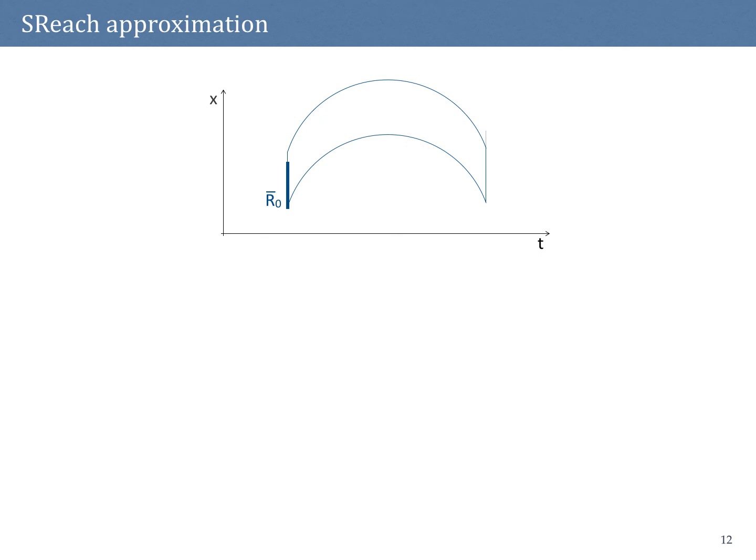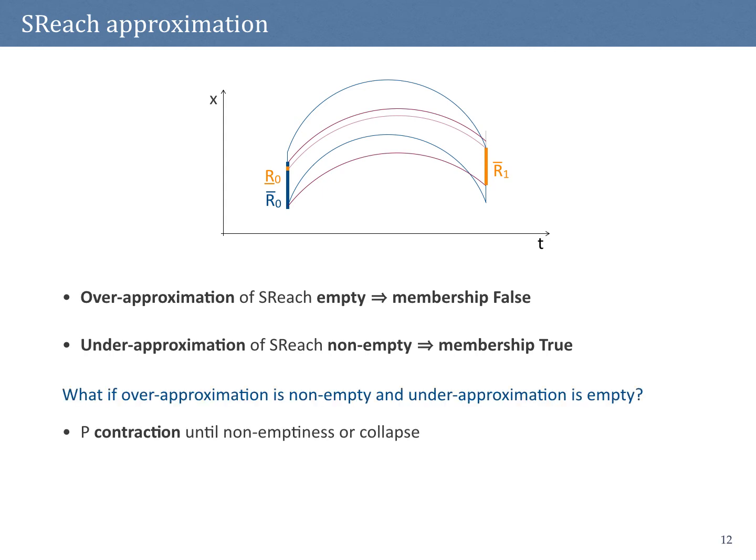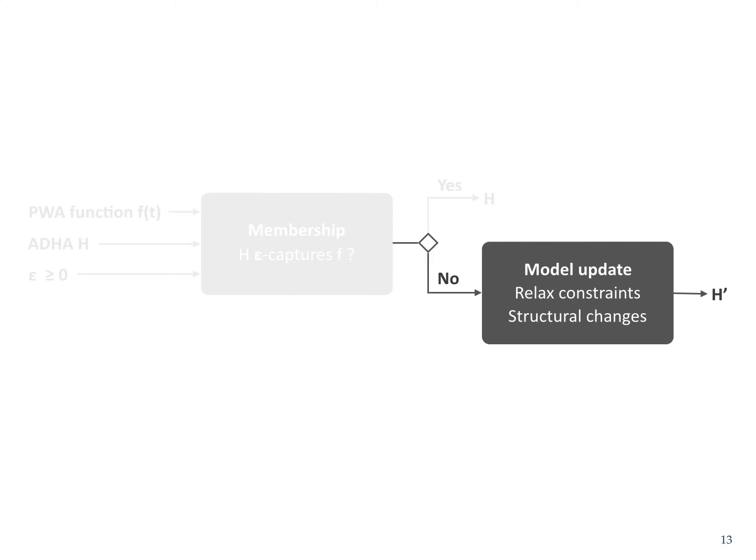Our solution computes, in a forward and backward function, over and under approximations of the synchronized reach set. We first compute an over approximation of S-reach, which in case of being empty results in a negative membership query. This will be the case for most of the paths in the hybrid automaton. In the case of obtaining a non-empty over approximation, we compute an under approximation of the reach set. Observe that a non-empty under approximation results in a positive membership query. For the case where the over approximation is non-empty and the under approximation is empty, we perform a contraction in the over approximated sets. Finally, when obtaining a negative membership query, we proceed to the model update to ensure that the given piecewise affine function is captured by this new model.